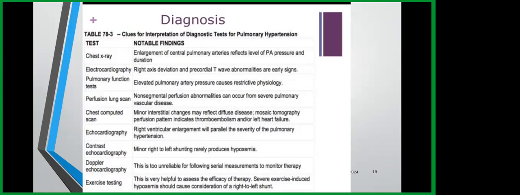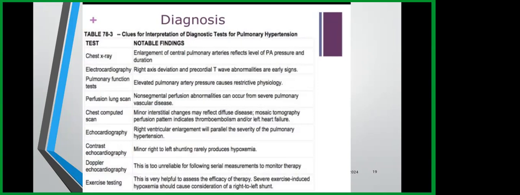She had been immobile for like a month after the accident. So it's important for us to look for it in the ECG: right axis deviation, precordial T-wave abnormality. These are early signs that can be picked up on ECG. If you do spirometry, it can give you a restrictive pattern. Then perfusion abnormalities, if you do VQ scanning.